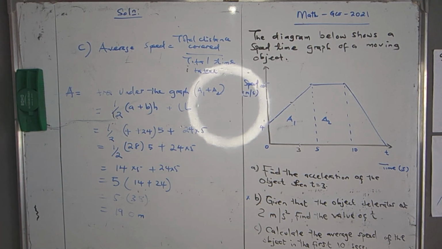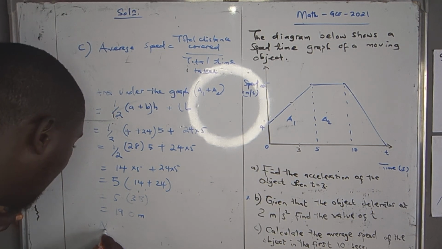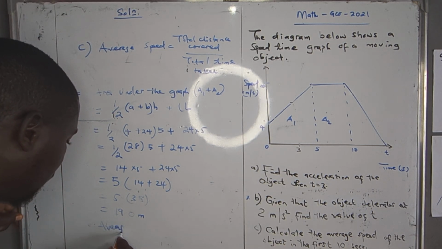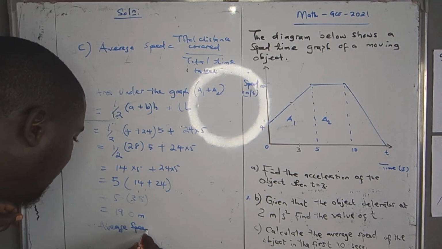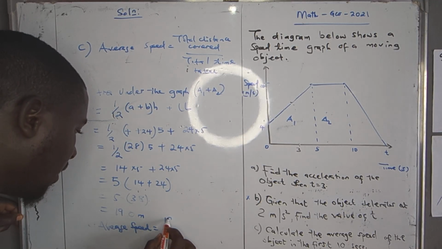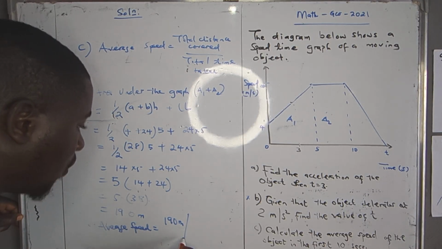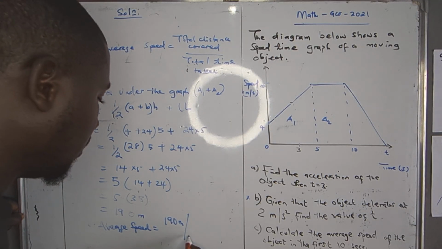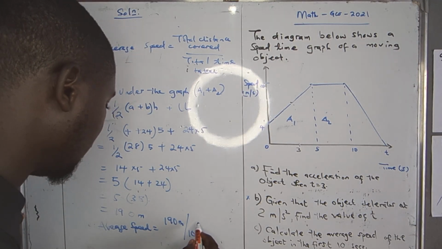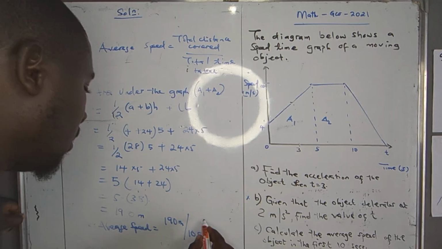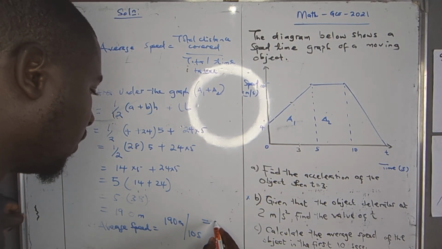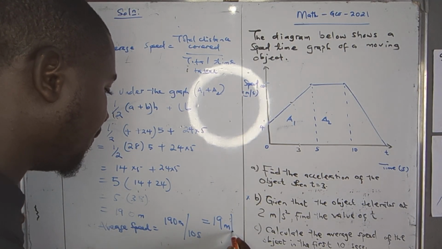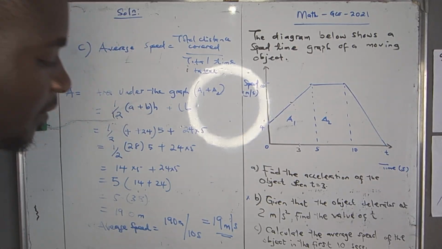How about the total time taken for this journey? It was just 10. So, therefore, average speed is equal to 190 meters over 10 seconds. Okay? So, this is going to be 19 meters per second as our answer.